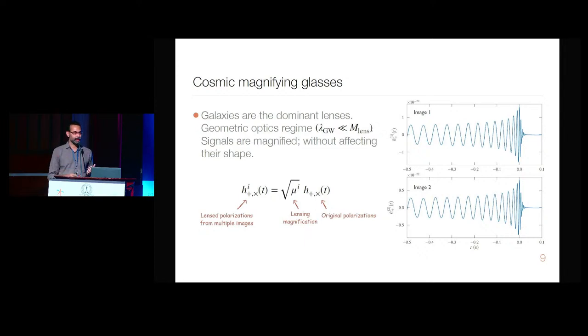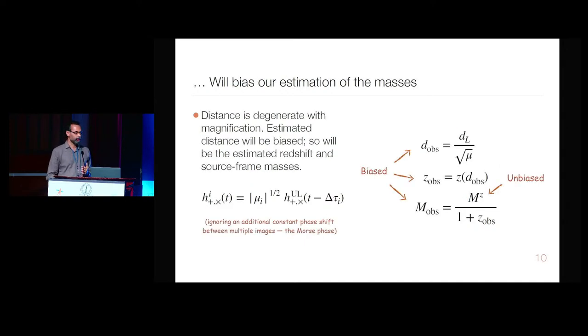The lensing is achromatic. So we would see basically a magnification. Different images will get different magnifications and different time delays. So you would see multiple copies of the same signal with some relative magnification. It's something that we would want to look for. And this can have interesting impacts.